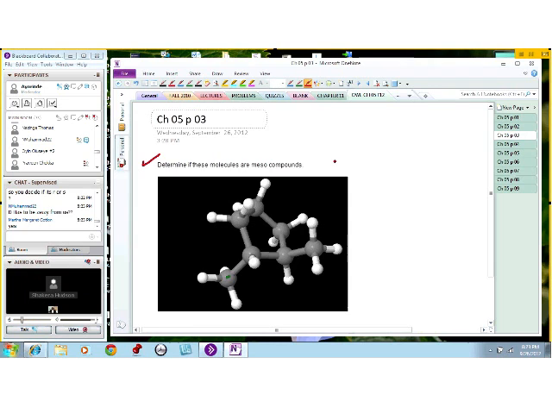Determine if these molecules are meso compounds. They want us to see whether they are meso compounds. Now, what is a meso compound? Let us define a meso compound.